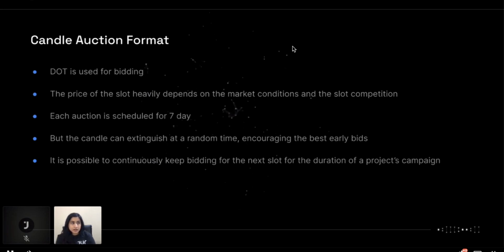Now, there is also a concept of Polkadot's canary chain called Kusama. So everything happens similarly on Kusama, parallel to this.